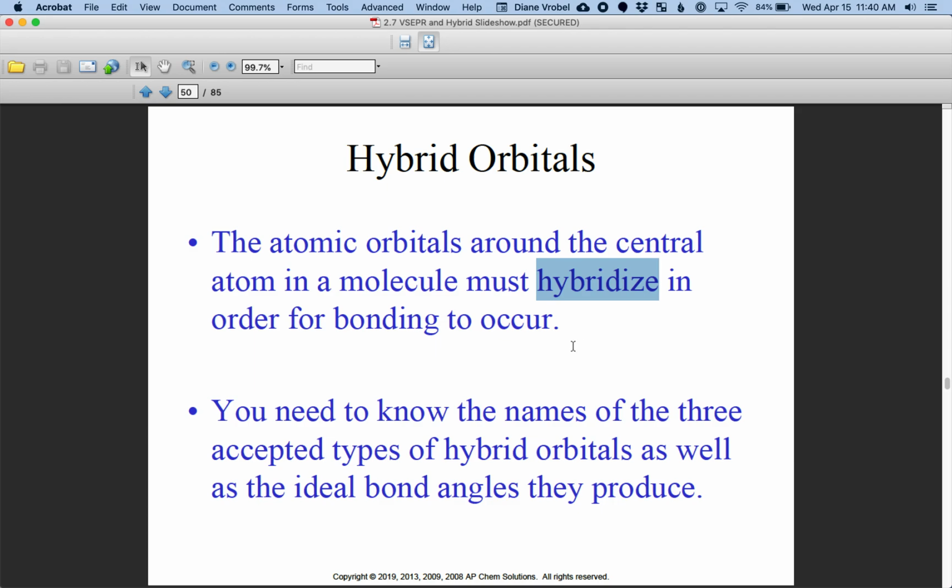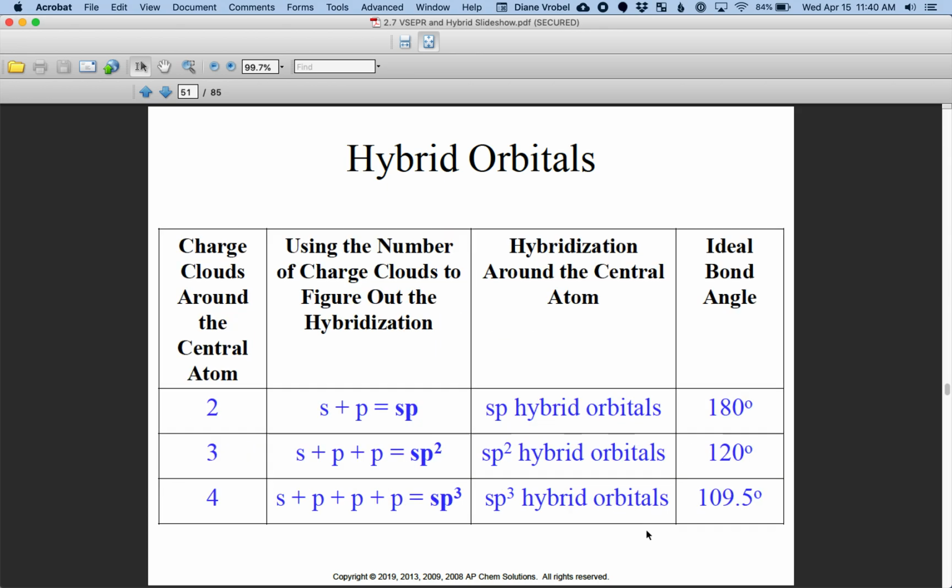Atoms are really good at figuring out how to combine different orbitals, like the S and P. Remember the S and P? It figures out a way to combine those S and P orbitals and to divvy them out equally so that everybody gets the same share. Okay, so what is this?